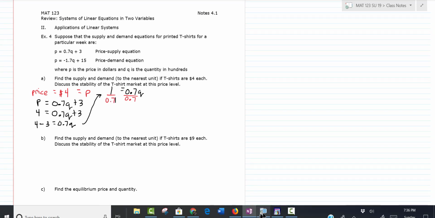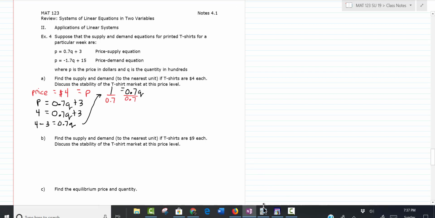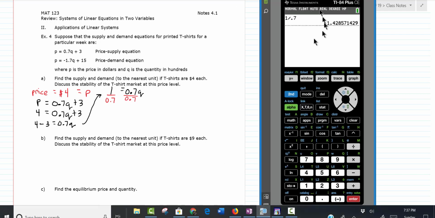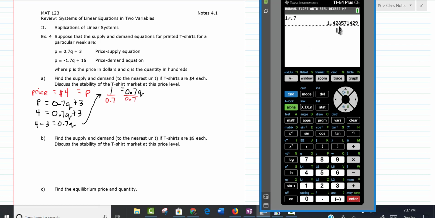All right, and then I can take my calculator if I need to, and I'll just round this off. So I'm just going to go 1 divided by 0.7, which gives this. So I'll just round that. We'll say 1.43. The 8's going to make that go up. This is a quantity, by the way, so it's not a price really. So let's just round that to 1.43. So that is your quantity at that particular price level.